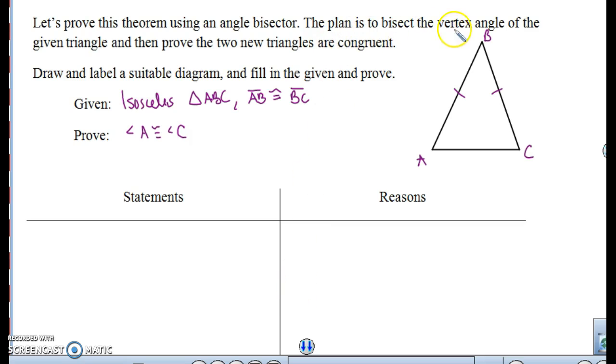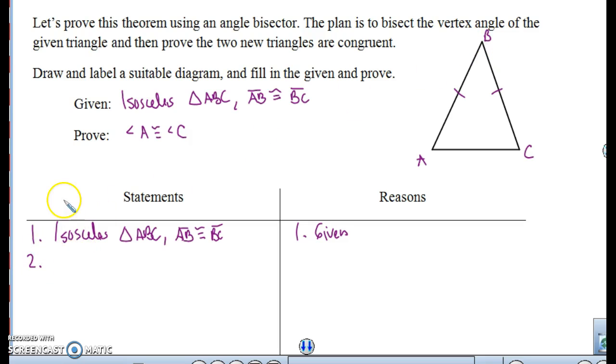So the plan is to bisect the vertex angle of the given triangle and then prove the two new triangles congruent. So, first of all, I am given that I have an isosceles triangle ABC, where AB is congruent to BC, that's given. All right, now I need an angle bisector. Now, can I draw an angle bisector anywhere I want? Sure I can. So I'm going to draw an angle bisector that bisects the vertex angle of the triangle. The vertex angle is where the two congruent sides meet. So I'm going to bisect angle B.